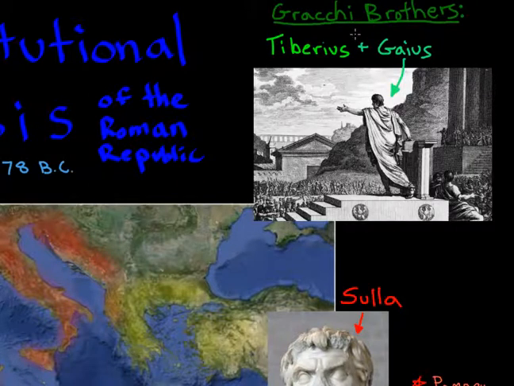Now, this was illegal, because a tribune was what they called sacrosanct, which means they are immune to being accused of anything. You can't really touch them. They're basically untouchable. And he basically took one of them out, and that was illegal, and people were mad about that. But because Tiberius himself was a tribune, they couldn't do anything about it.